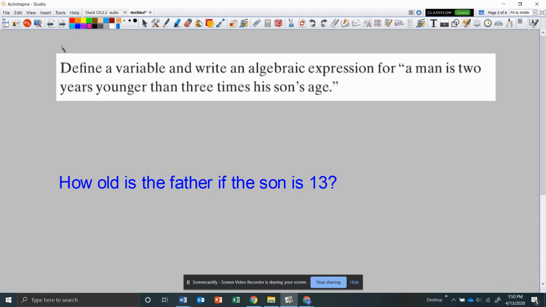So let's try this one. A man is 2 years younger than 3 times his son's age. Okay, so let's let x equal the son's age. Okay, and then a man is 2 years younger than 3 times his son's age. So we have to do 3 times his son's age, but then 2 years younger than that. That will actually equal the father's age.